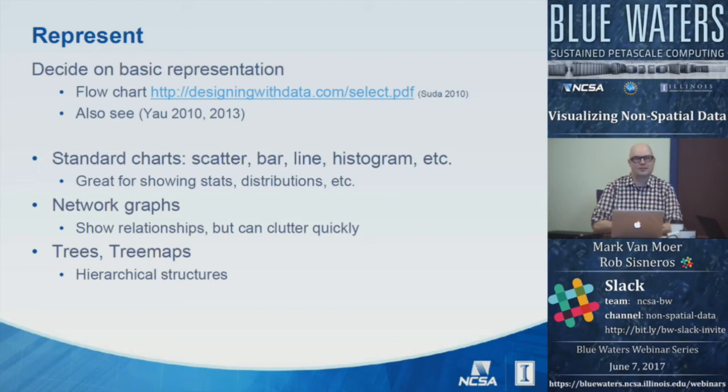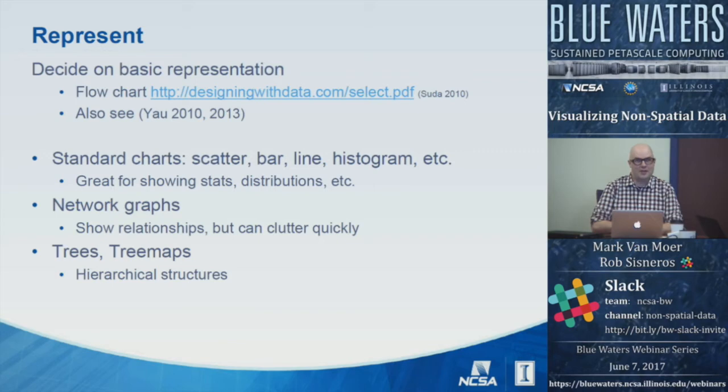Standard charts, kind of the things you might see in Tableau or Excel or something like that. Scatter chart, bar, line, histogram, things like that. Those are great for showing stats, for showing distributions, for showing how continuous variables relate to each other, or how categorical variables relate to each other if they have kind of a relatively arbitrary or user-defined relation. Or I guess that's why you're doing the visualization, so you can discover if they have that type of relationship.